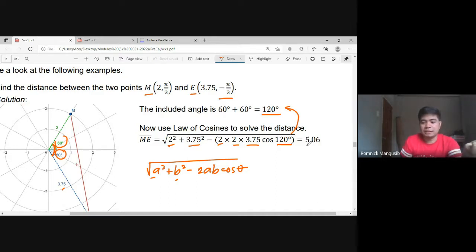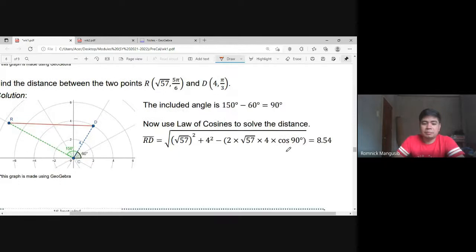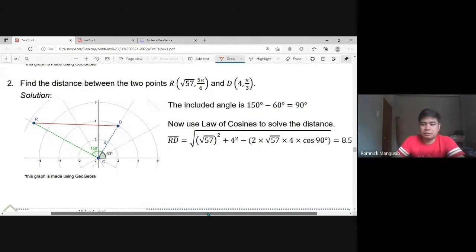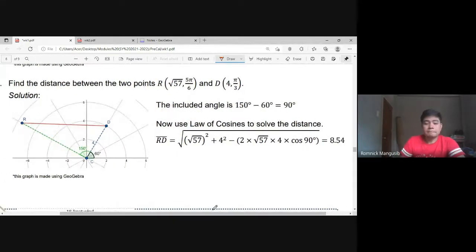Okay? So the answer is 5.06 by definitely completing the entire process. Pag yan, i-simplify mo na. Okay? Itong number 2 naman, kung makikita naman ninyo, ang point R ay may radius na square root of 57. So this is square root of 57. At si point B ay may radius na 4. So this is 4.